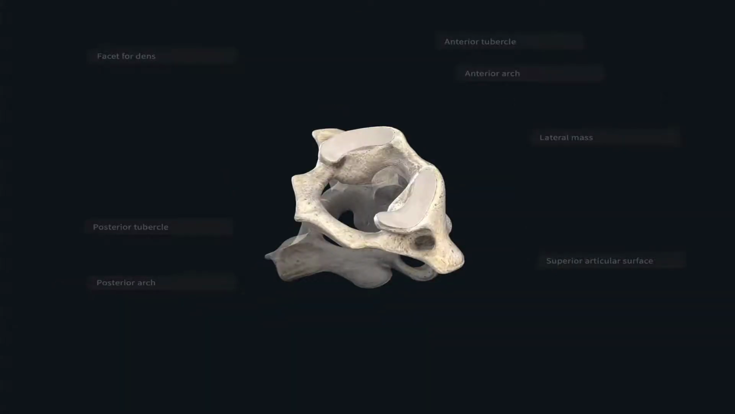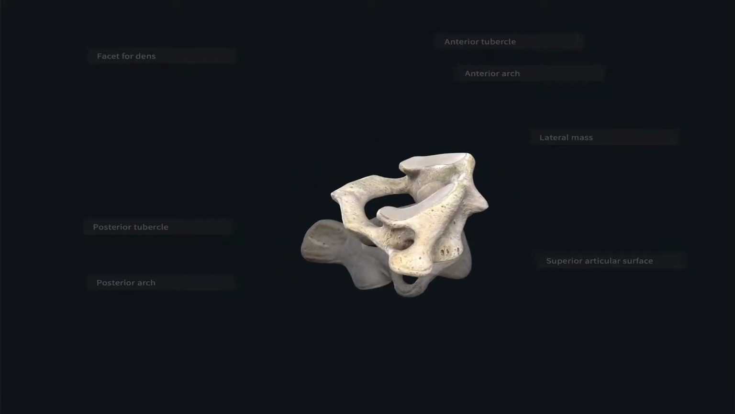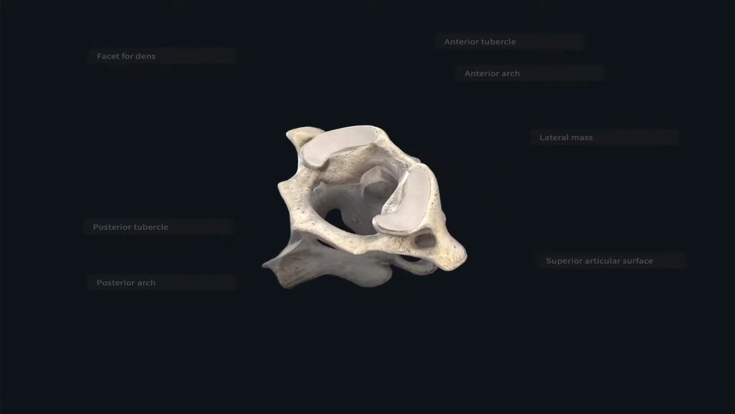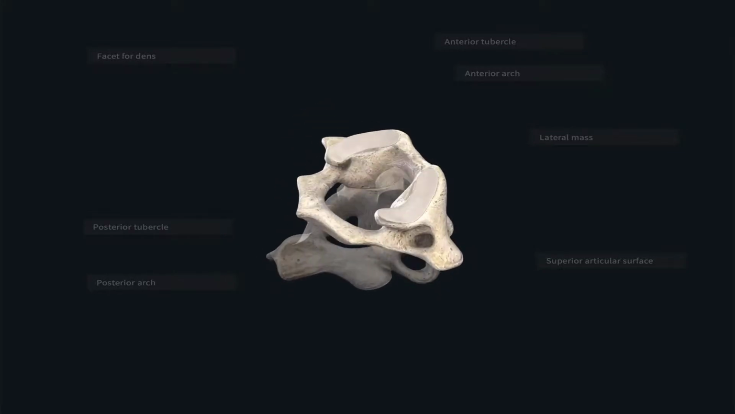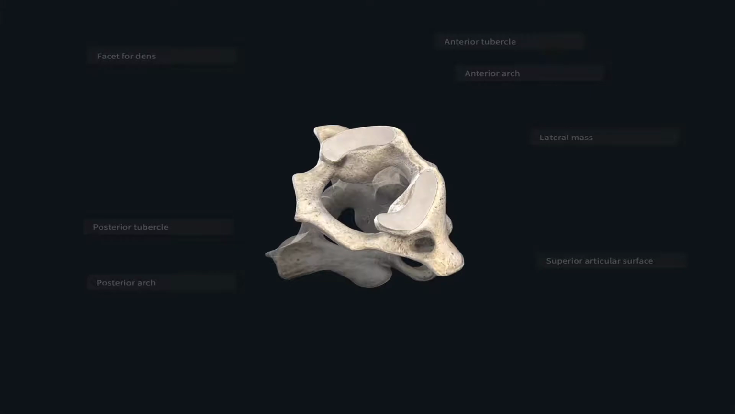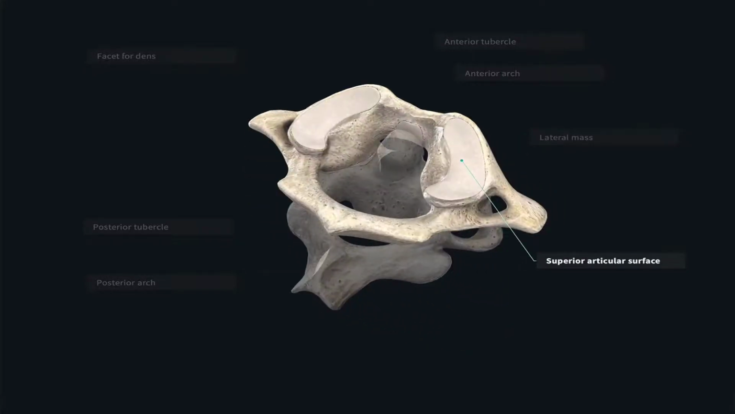C1, the atlas. The atlas, or first cervical vertebrae, C1, is deemed to be atypical, as it does not have features that are consistent with those of a typical cervical vertebrae. There is no body, and instead there are two lateral masses. These lateral masses bear the superior articular surfaces that articulate with the occipital condyles of the skull. This occurs at the atlanto-occipital joint, a joint that permits nodding of the head.